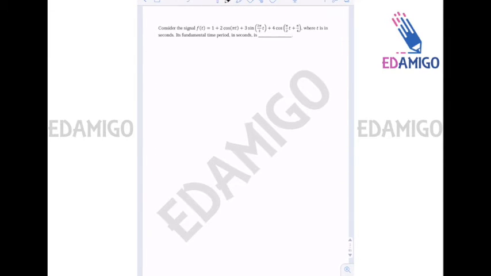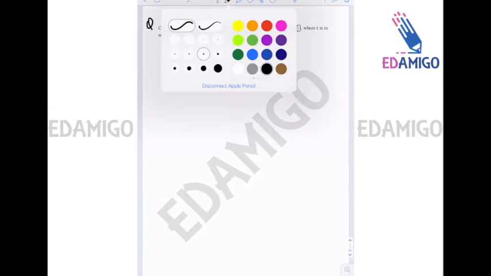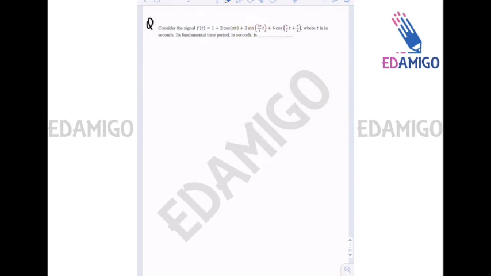So this is the question. In this lecture series I will be solving the question as well as giving you the concepts, that is the concept on which the questions are based. So in this question a signal is given and we have to find the fundamental time period, and it is important to mark that we have to give the answer in seconds. So let's see the concept of the question.